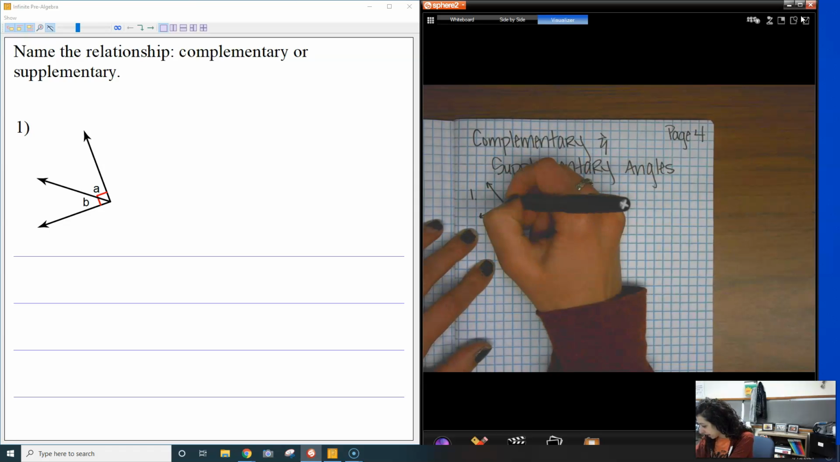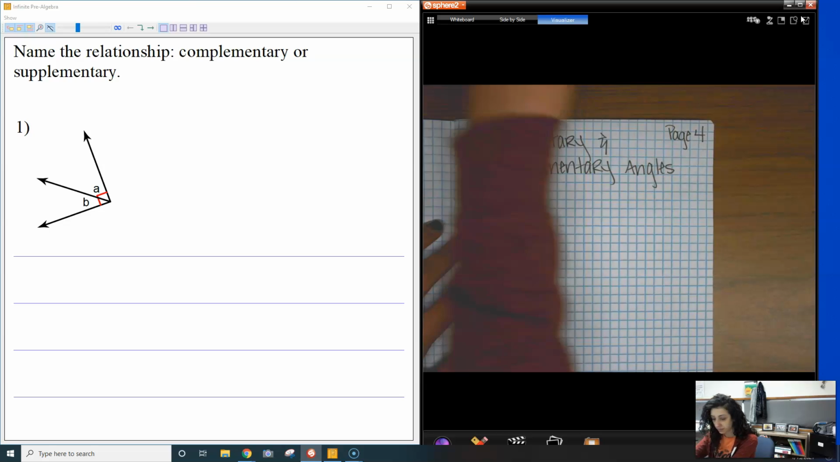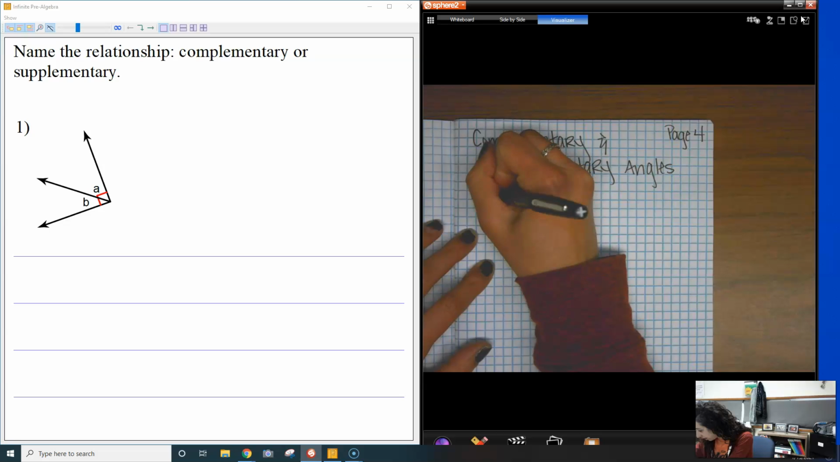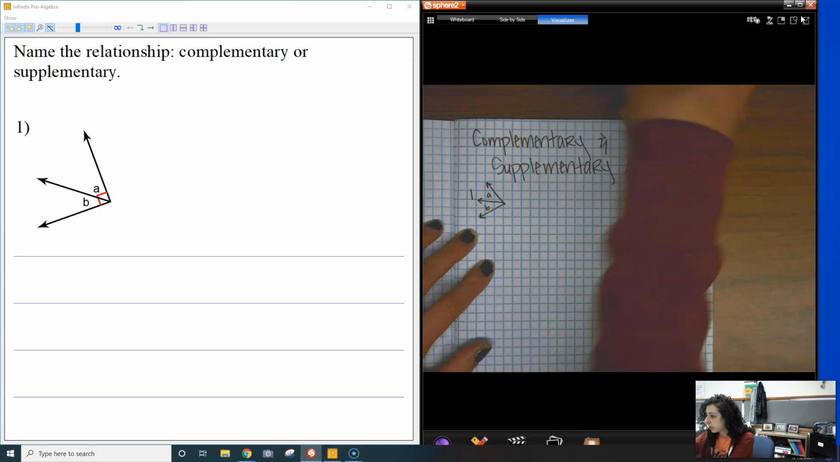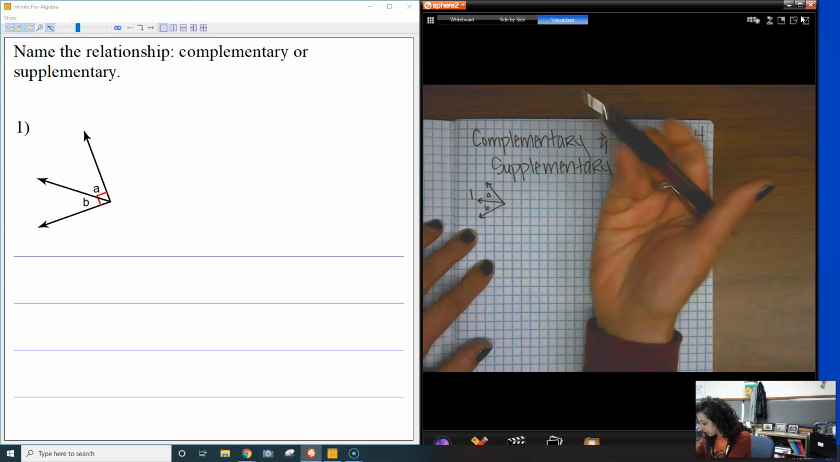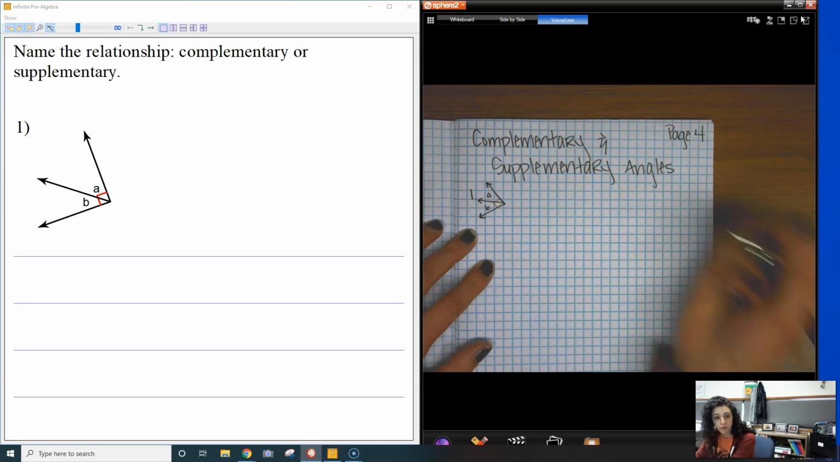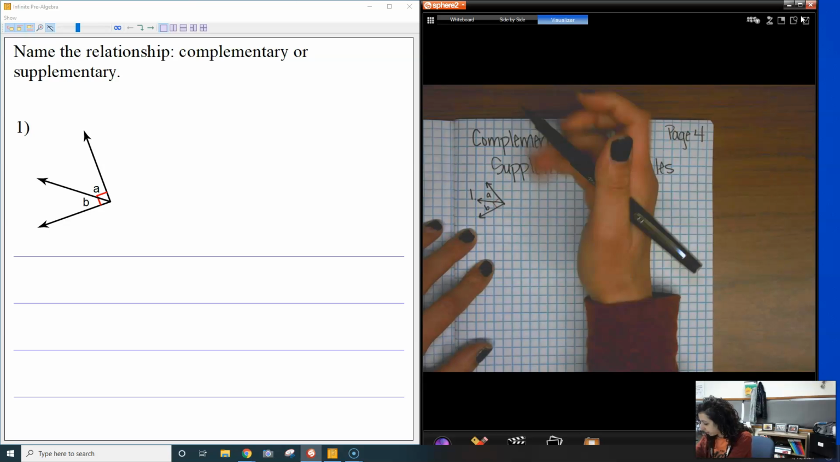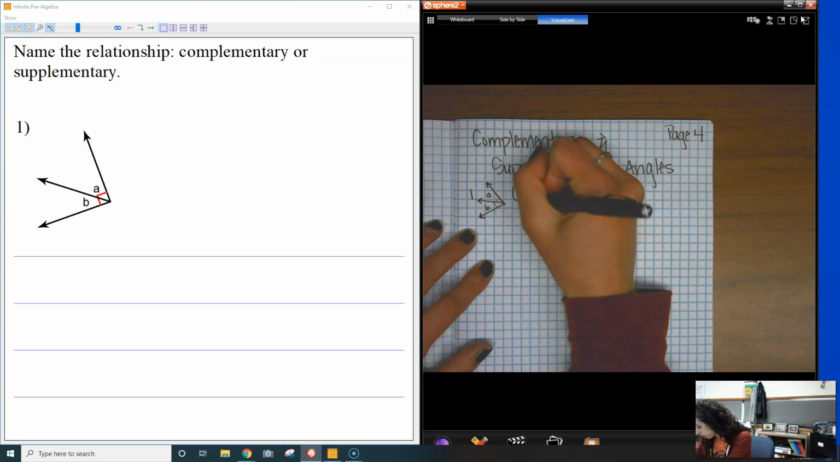And it has a diagonal that comes through this way, and it has A and B, and then in the corner it has it listed as a 90-degree angle. So if you remember, when two angles add to make 90 degrees, that is an example of a complementary angle. So I'm going to write complementary.